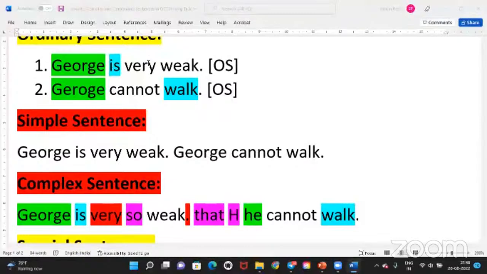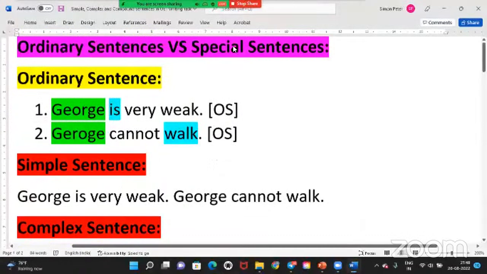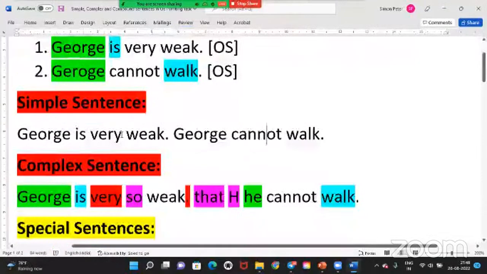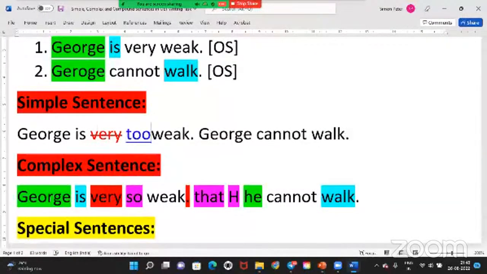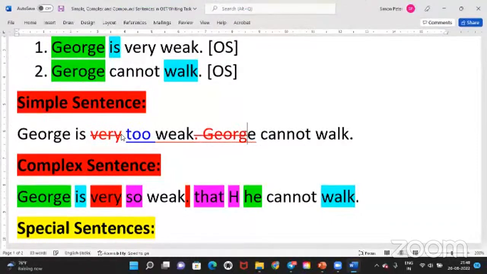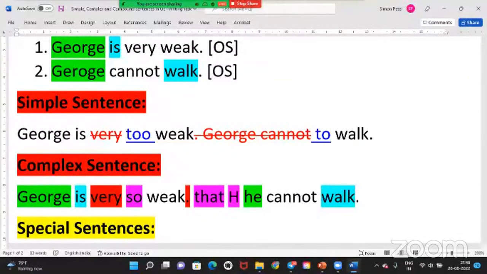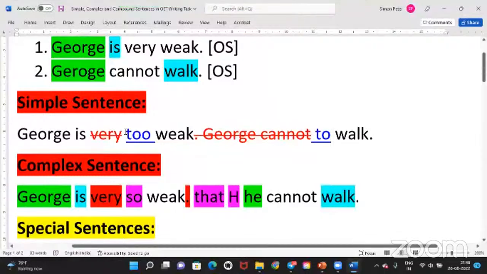Now, what you are supposed to do is, I'm just showing you the review style. George is. Now, what you will do is remove very, and you write too. George is too weak. Finished. Then you will remove the full stop and remove George, and remove cannot, and just put to. Finish. George is too weak to walk. That's all. So simple as that.